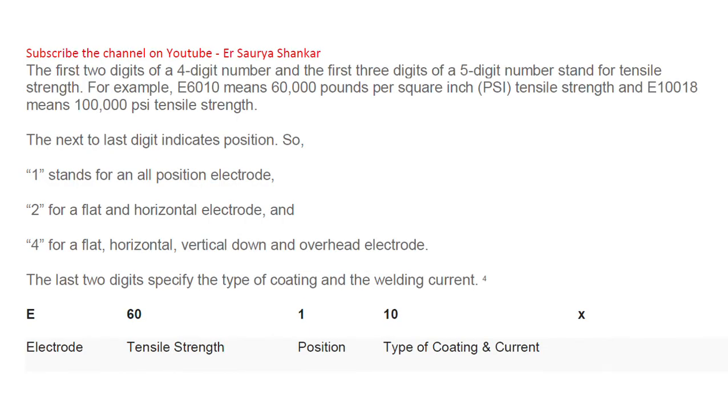Okay, so I hope it is clear for you. E stands for electrode, 60 stands for tensile strength, it is calculated per square inch. 1 stands for position, then 1 stands for all position electrode, 2 stands for flat and horizontal electrode, 4 stands for flat, horizontal, vertical, down, overhead electrode, and then we have 10, which stands for type of coating and the type of current, and X stands for some further classification as per company to company.